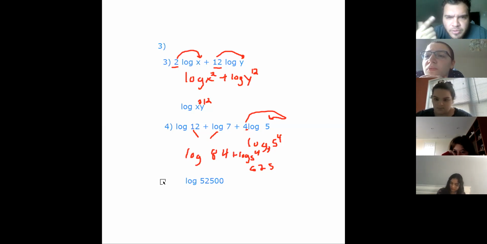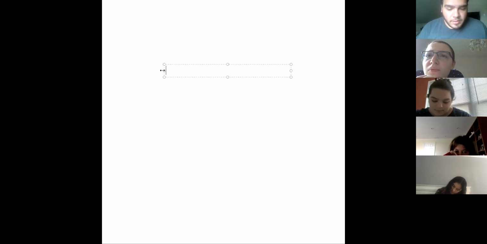All right, so that's one. We just did 1 through 4. So now let's do 7 to 10. The first one is log base 7 of x to the 4th power divided by y to the 2nd power.